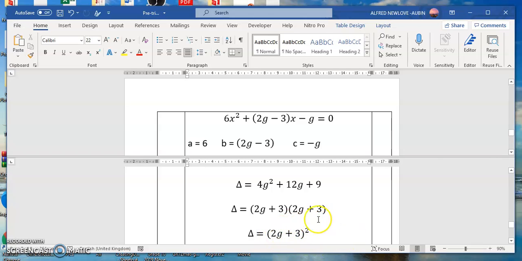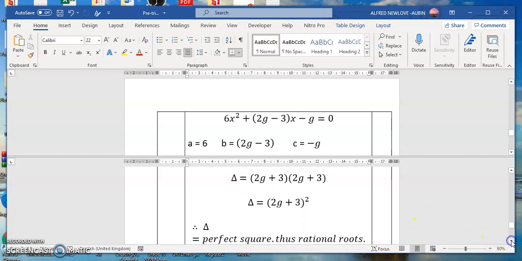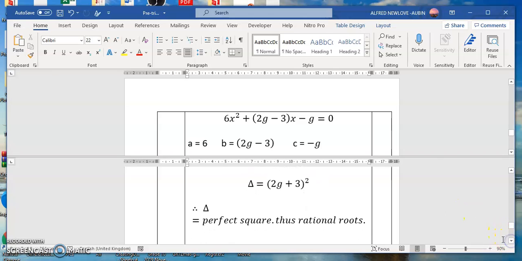So this, we can express it in this form to give us a perfect square. This is a perfect square. Remember I said a perfect square is a number you get when you multiply a number by itself. So like 2 times 2, 4. So 4 is a perfect square. So like this times this, which is that one. So the whole of this is what? Is a perfect square. Since it's a perfect square, we can say that the discriminant has a rational root.